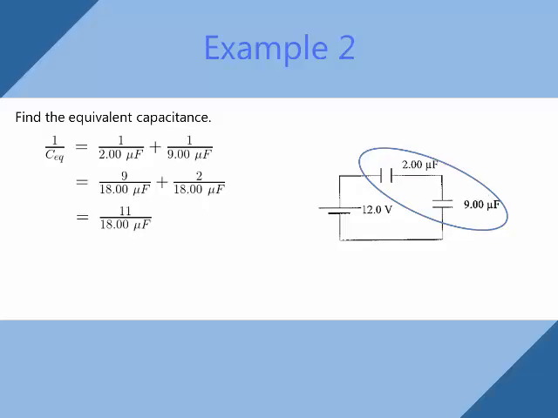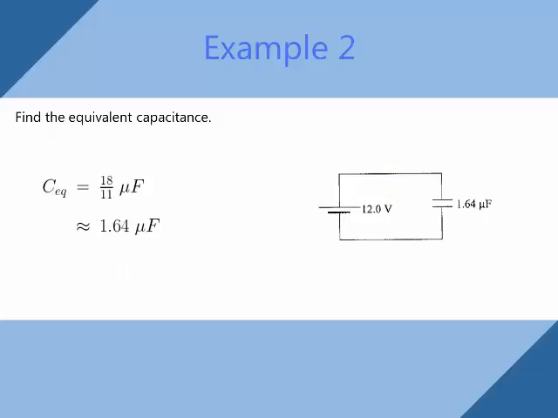We still need to take the reciprocal of both sides in order to get our equivalent capacitance of 18 over 11 microfarads, which is roughly 1.64 microfarads. So, our final drawing of the circuit with one equivalent capacitor looks like this.